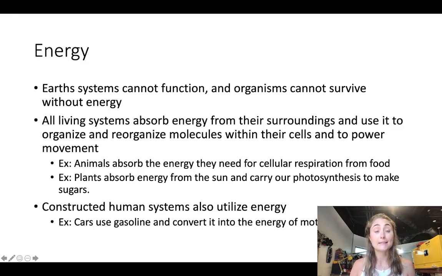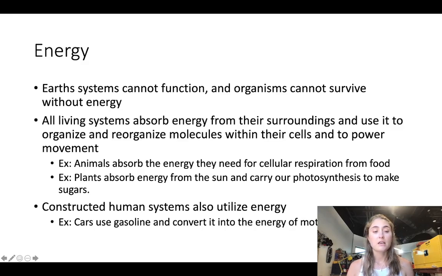So first, just to look at energy. Sorry, this is a plain slide. We know that energy is a vital component to any system, specifically to any living system. So all of our systems on this planet, all of our organisms, nothing survives without energy. And of course, we know that all living systems absorb energy from their surroundings. And depending on the type of system we're talking about, that energy can come from different places.